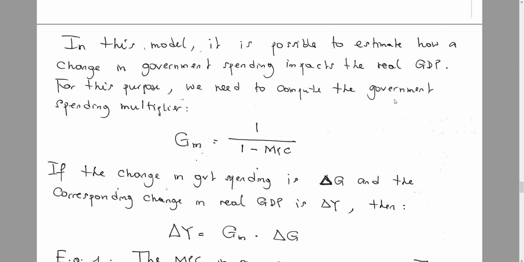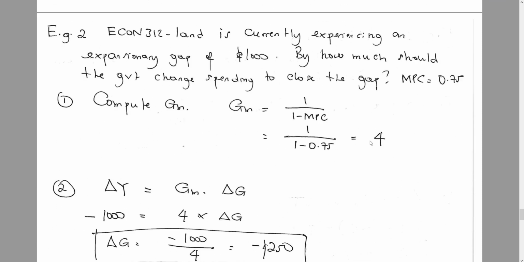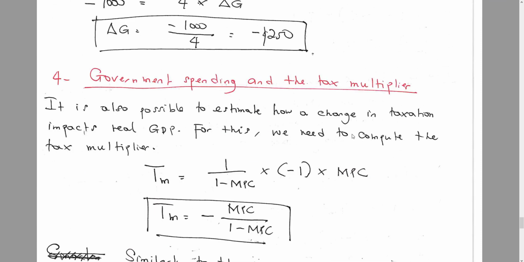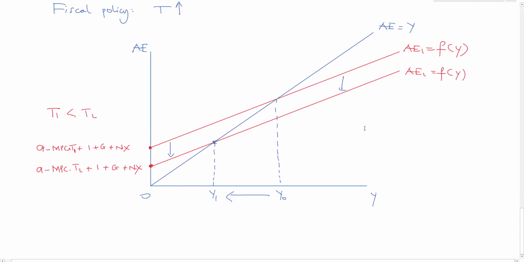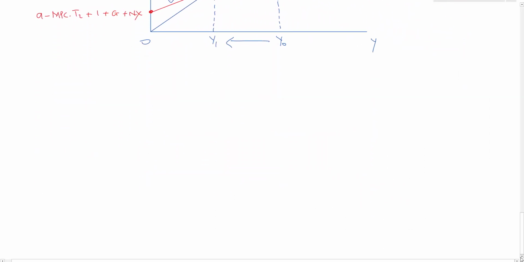Based on that, we are going to come up with some formulas. And these formulas, ladies and gentlemen, this is why we've looked at all these things so far. We're going to talk about what we call the government spending multiplier. I'm going to read something that I just said. In this model, it is possible to estimate how a change in government spending impacts the real GDP. For this purpose, we need to compute the government spending multiplier. And there's going to be a tax multiplier too. I just showed you how to do it with taxes. But I'm just going to combine the two just so that you understand what I mean here.